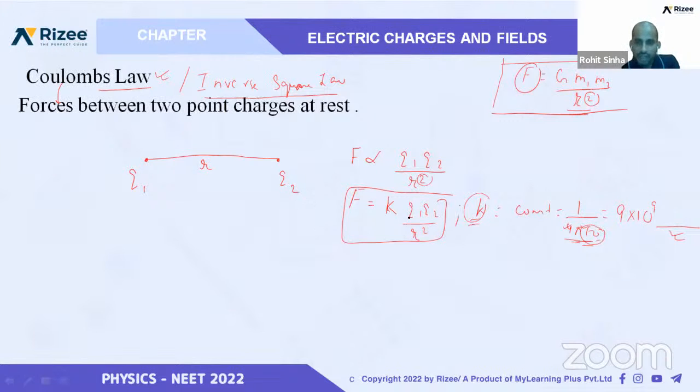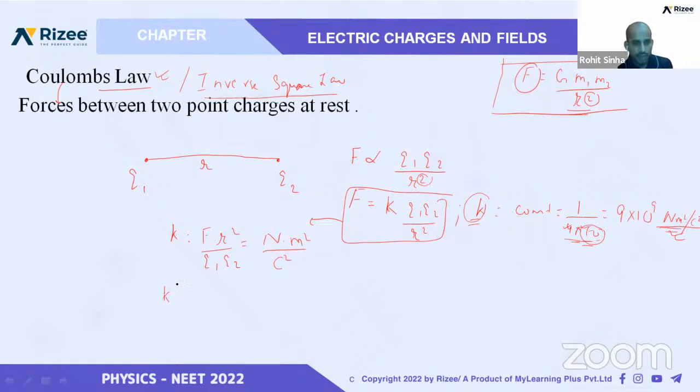Now, from here we can say that k is equal to F into r square by q1 q2. In terms of units, force is Newton, r square means meter square, and q1 q2 means charge square, coulomb square. So the unit is Newton meter square per coulomb square. This will be the unit of k.